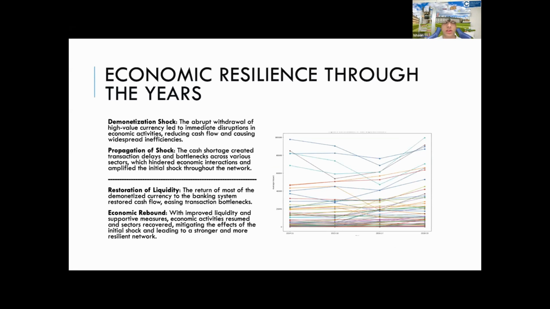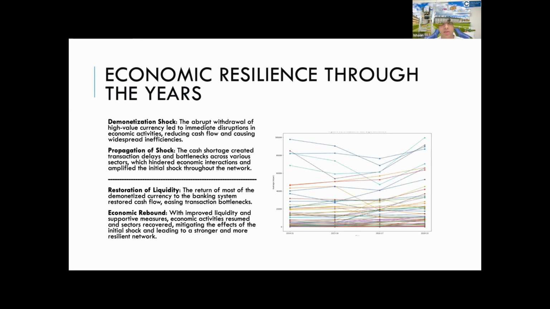Economic resilience through the years. The graph on the right represents economic resilience through the years. Demonetization shock. The abrupt withdrawal of high value currency led to immediate disruptions in economic activities, reducing cash flow and causing widespread inefficiencies. The propagation of this shock created transaction delays and bottlenecks across various sectors, hindering economic interactions and amplifying the initial shock throughout the network.